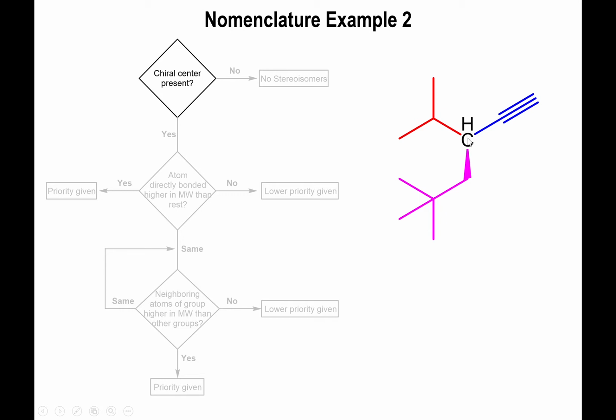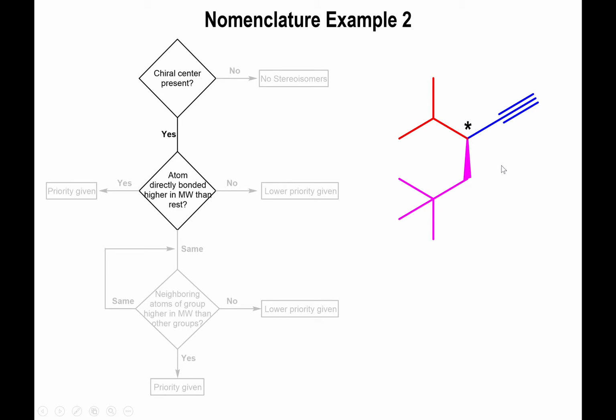This one on the other hand has isopropyl coming out of it. We have a CH2 with a t-butyl group coming out of it, and we have an alkyne group coming out of it. So this carbon has four different things bound to it. So this carbon is chiral. Technically speaking, that's the first part of the flowchart. We've determined which out of all the carbons happens to be chiral.